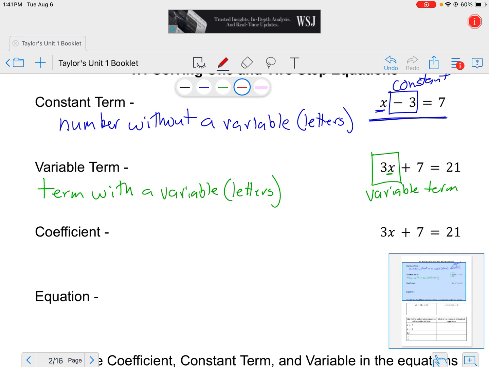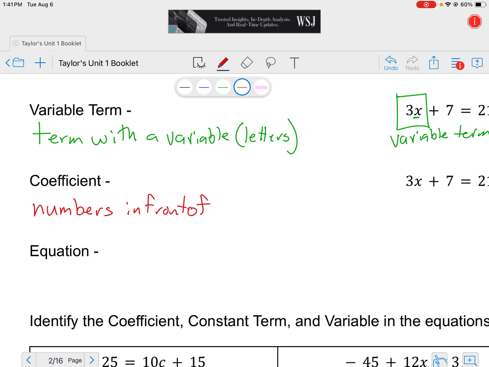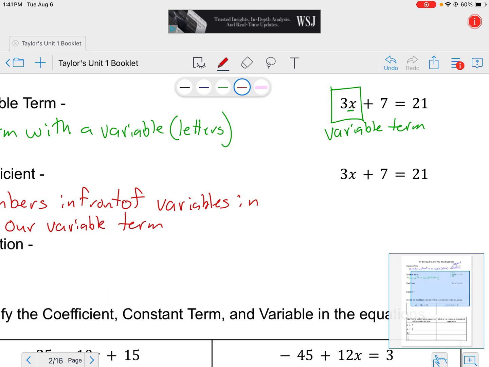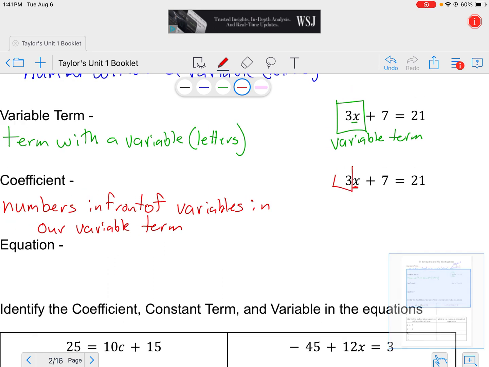Next, we're going to talk about coefficients. Coefficients are going to be the numbers in front of variables in our variable term. So again, I'm looking for my variable or my letter, which is an x, and if it's a coefficient, it's going to be the number in front. So 3 is my coefficient.